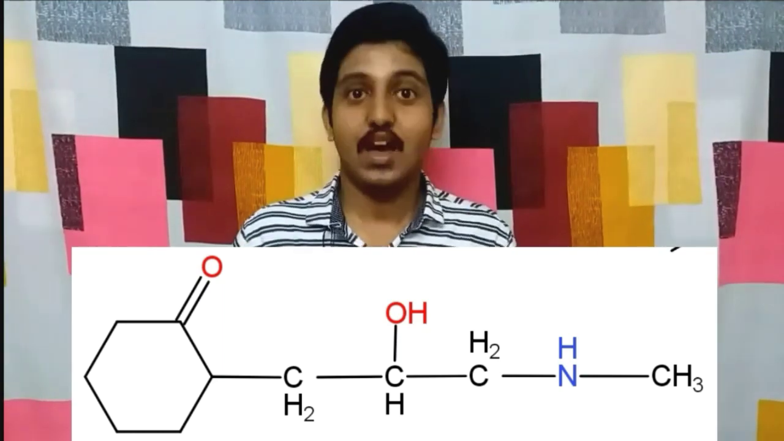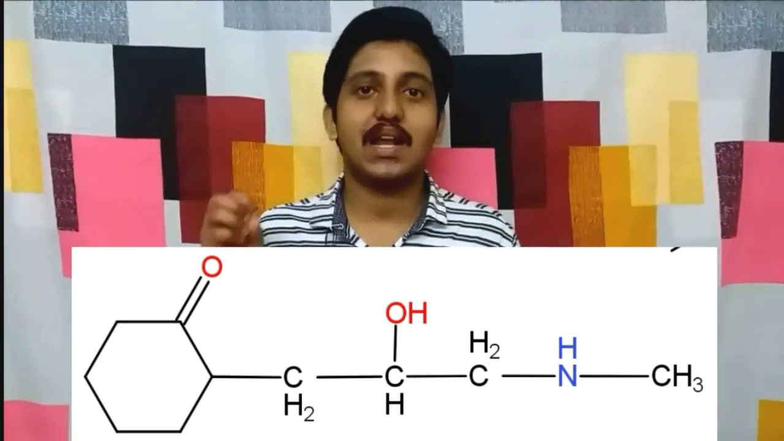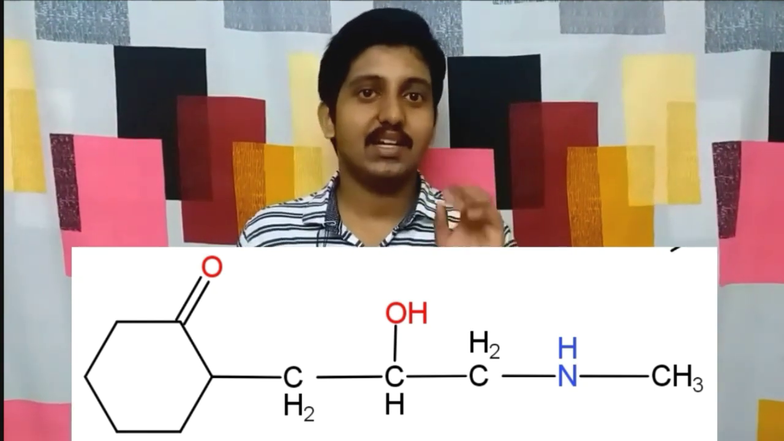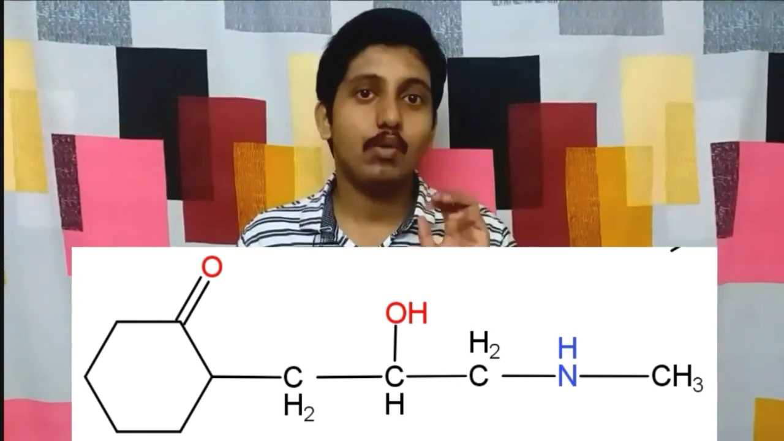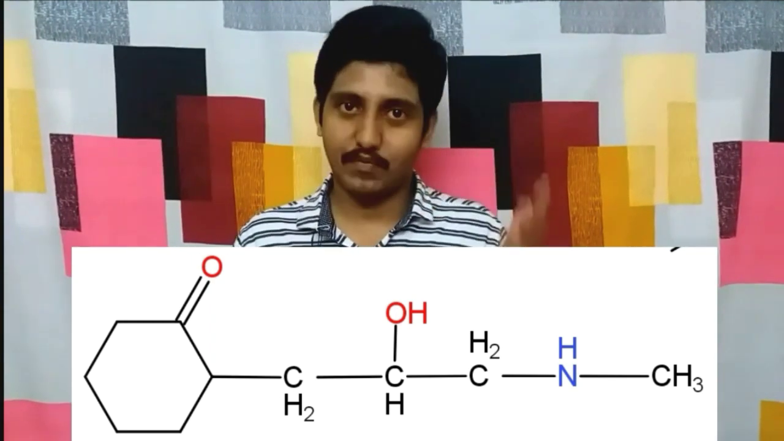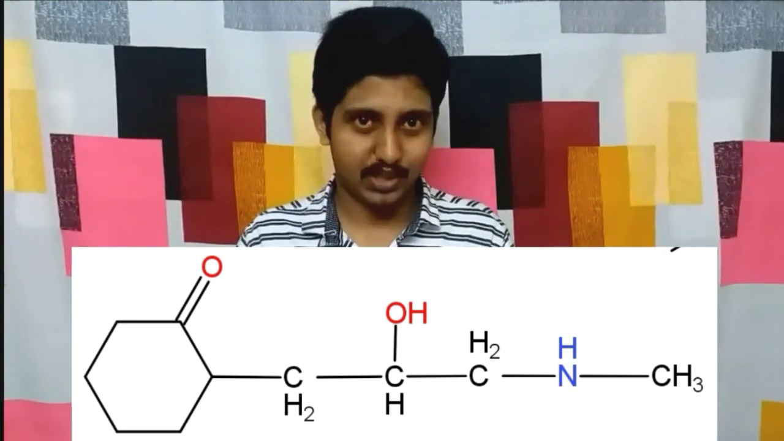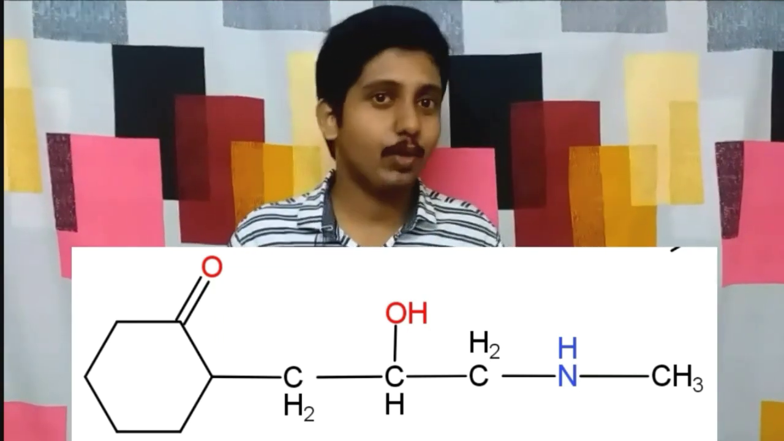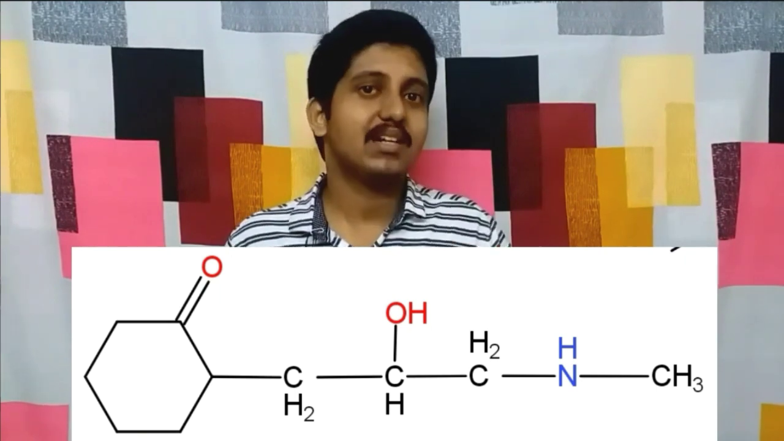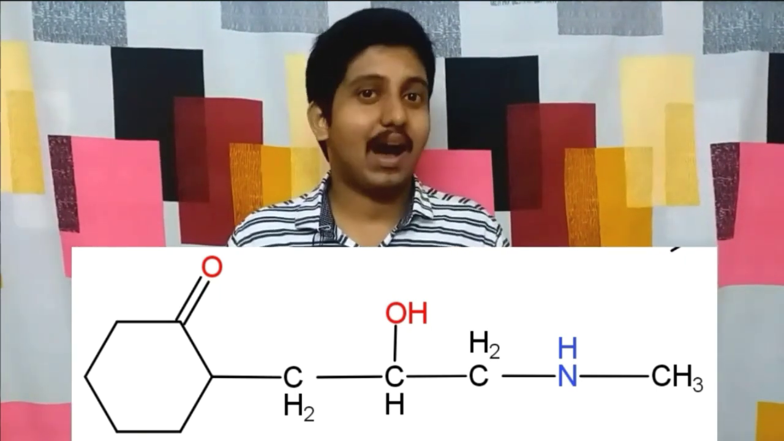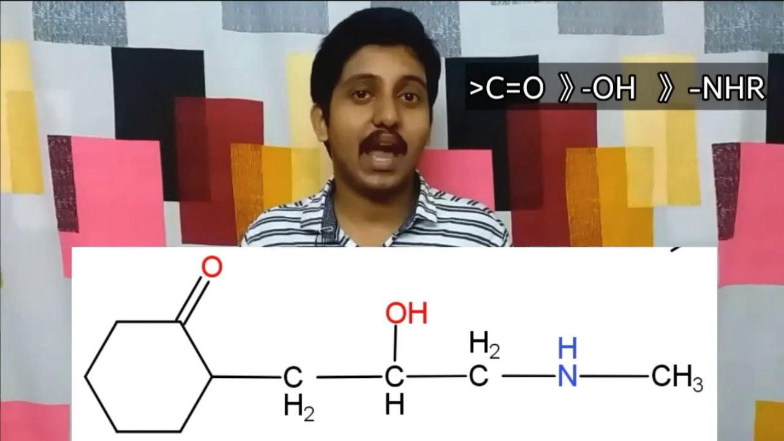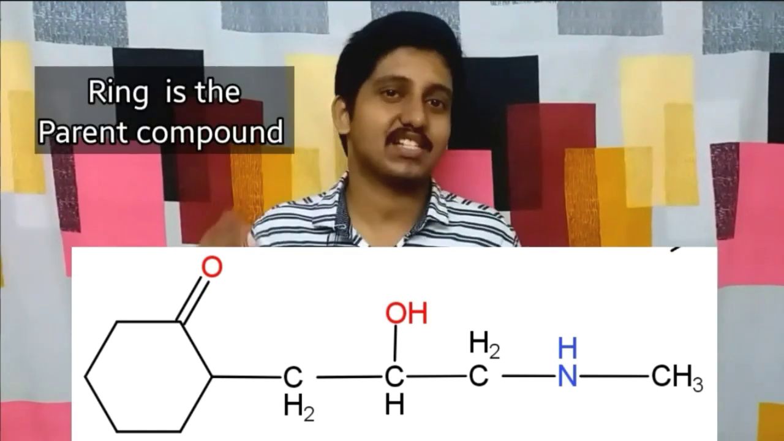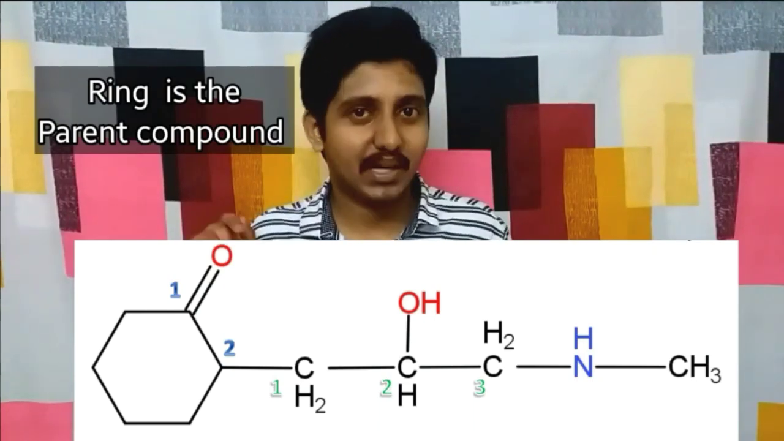How to name it? We know that if the cyclic ring as well as the aliphatic chain attached to it has functional groups, then we have to choose the parent compound. How? The one with the more preferred functional group will be treated as the parent compound. So here we have a keto group attached to the cyclic ring as well as an OH group and an alkyl amino group. But the OH and alkyl amino are less preferred ones, and we have the more preferred group, the keto group, in the cyclic ring. So the cyclic ring is the parent compound, and hence the numbering will be like this.